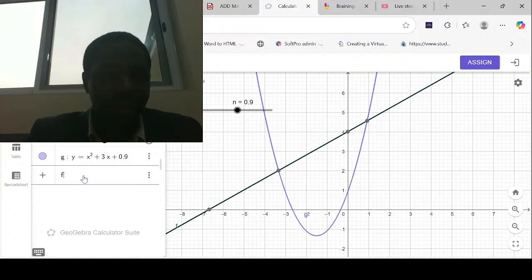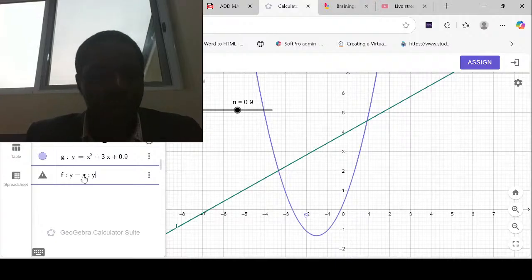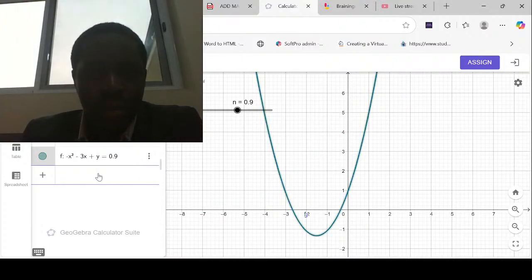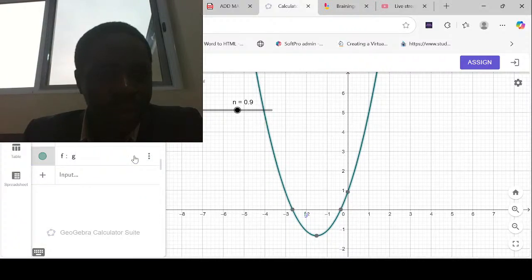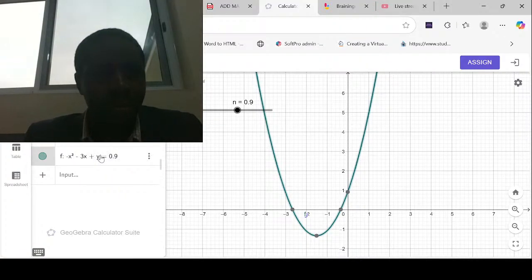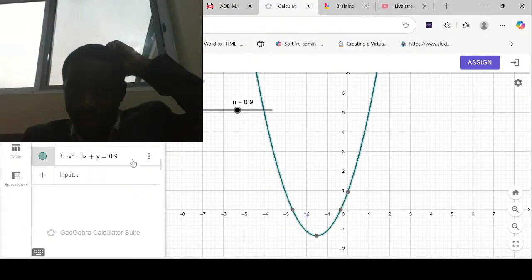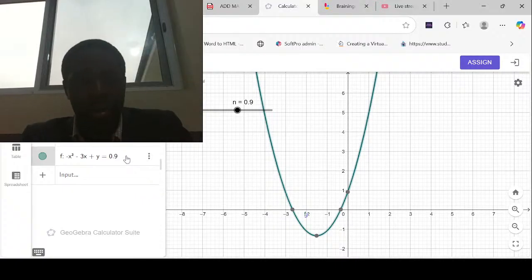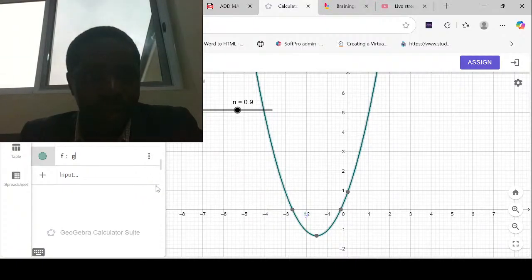So the first function is f of y, am I correct, equals, let's see, the other one is g of y. You can see it's solving something there. So minus s squared minus 3s plus y equals 0.9. So what's the solution there?